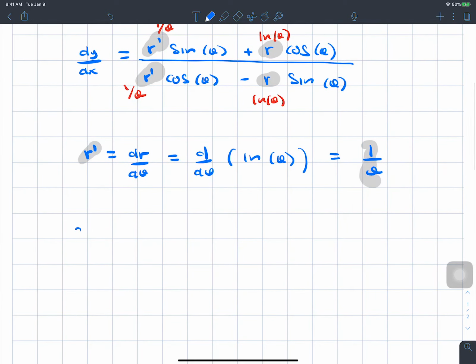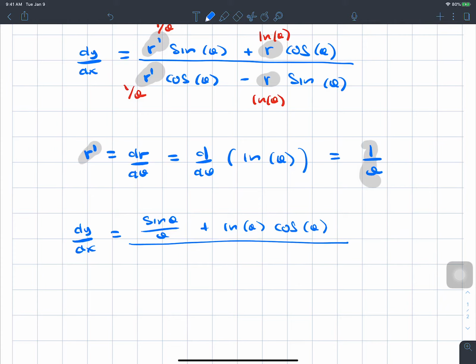So this derivative here is dy/dx. Let's put sine theta over theta plus natural log of theta cosine theta, divided by cosine theta over theta minus natural log theta sine theta. And let's be consistent with how we write this. Okay, let's use our parentheses, theta. Okay, this is the derivative.